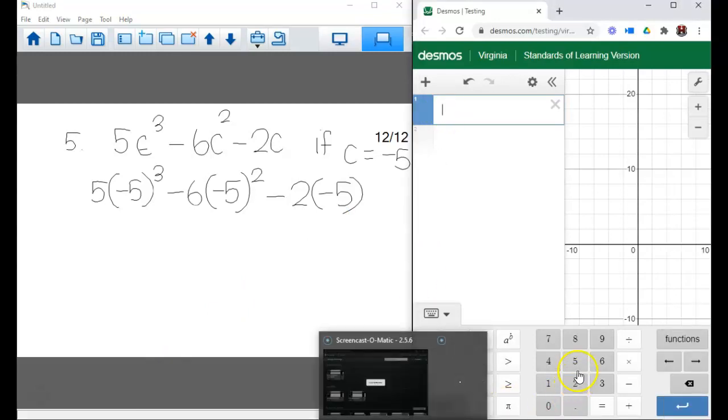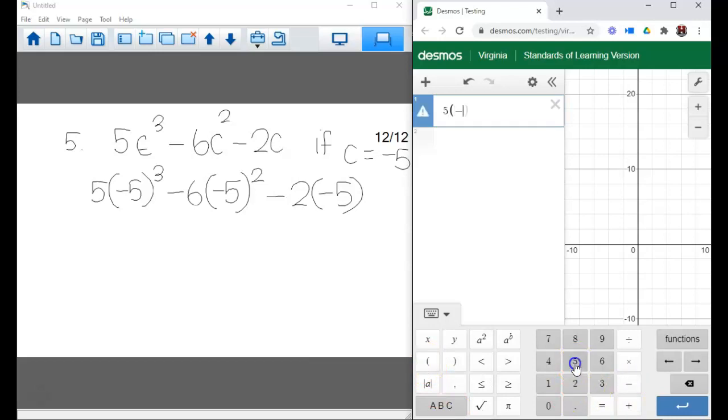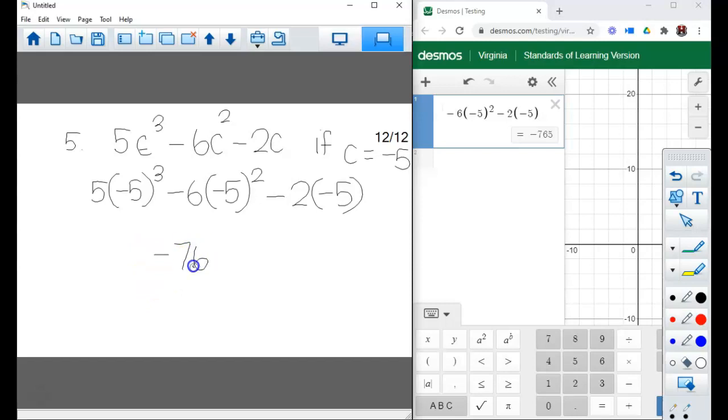So over here now, we're going to do 5 parentheses, -5, close parentheses. And you want to raise that to the third power, so you'll hit the a to the b power and put in a 3. Then we want to do minus 6 times -5 squared minus 2 times -5. And notice on this one we get a -765 as our answer. So this button is for squaring. This button is for all of the other powers that you might need to do.